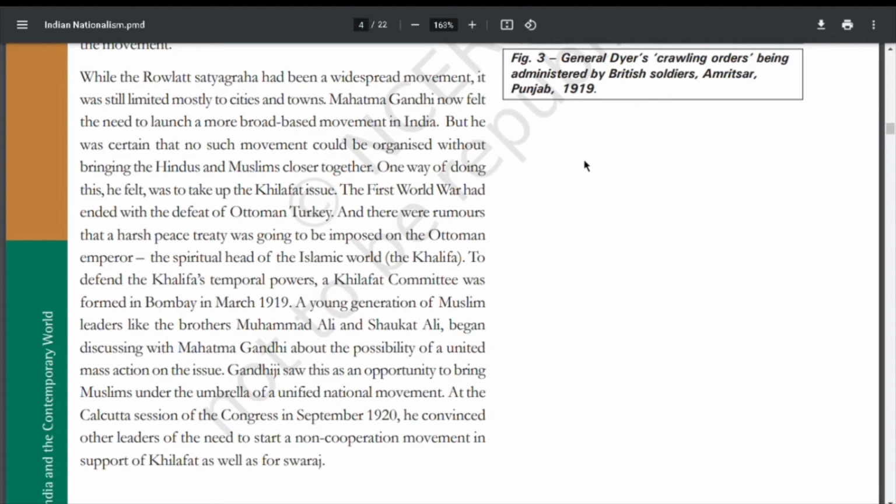A young generation of Muslim leaders like brothers Muhammad Ali and Shaukat Ali began discussing with Mahatma Gandhi the possibility of a united mass action on the issue. Gandhiji saw this as an opportunity to bring Muslims under the umbrella of a unified national movement. At the Calcutta session of the Congress in September 1920, he convinced other leaders of the need to start a non-cooperation movement in support of Khilafat as well as for Swaraj.